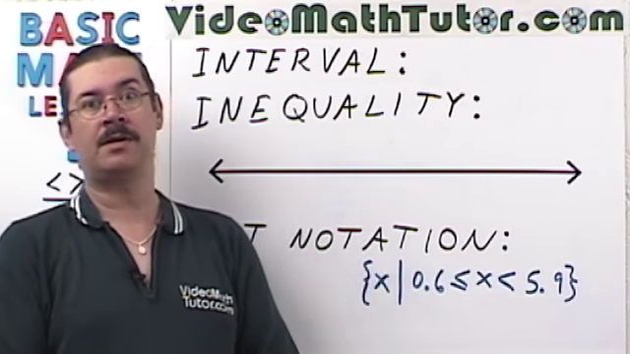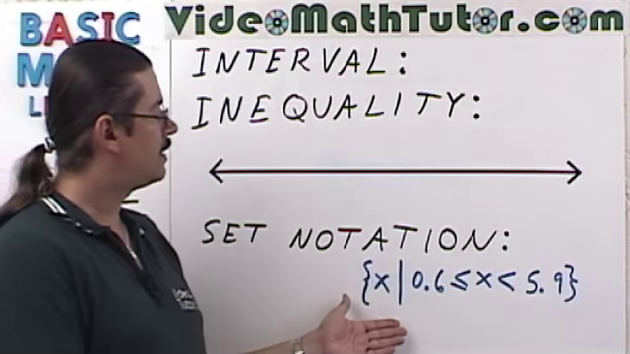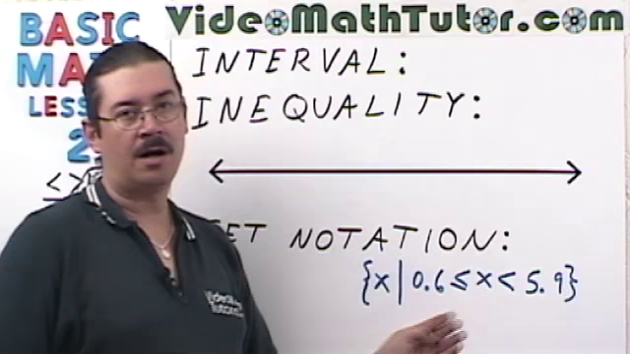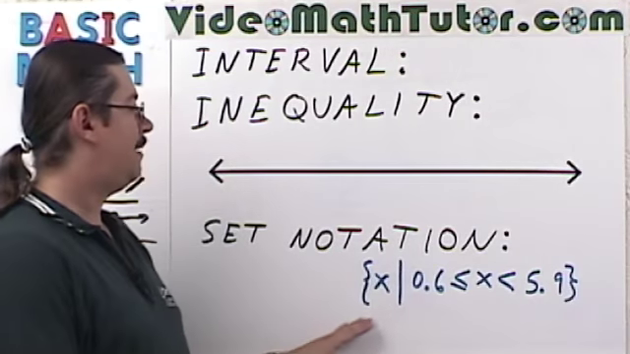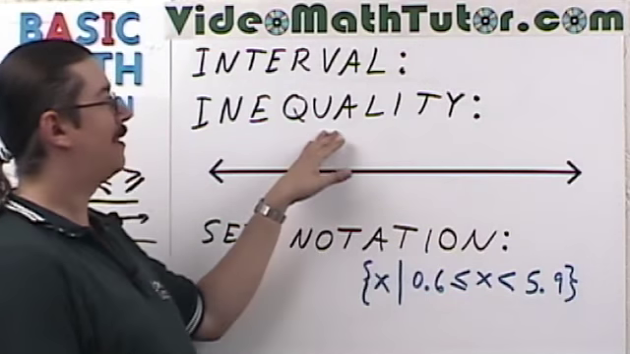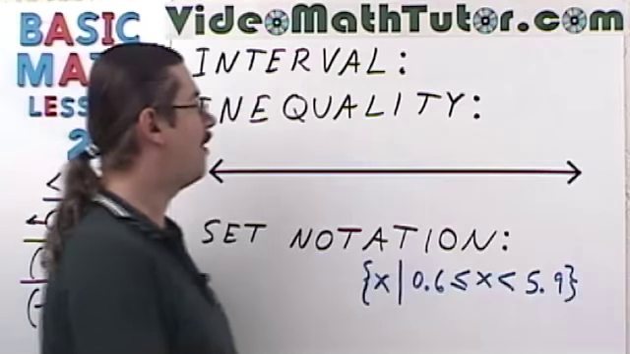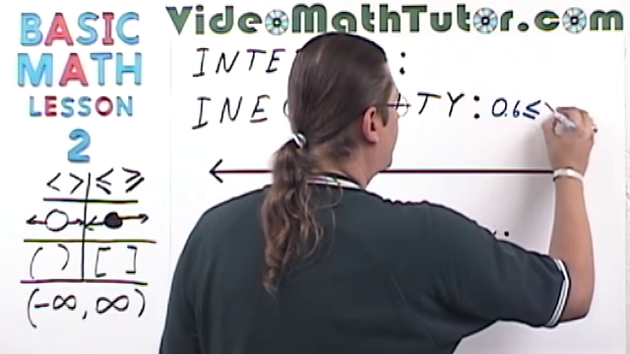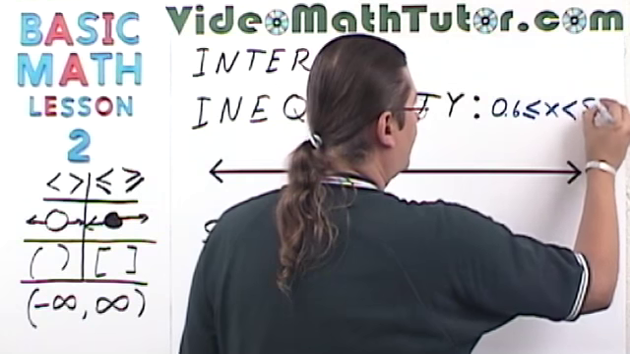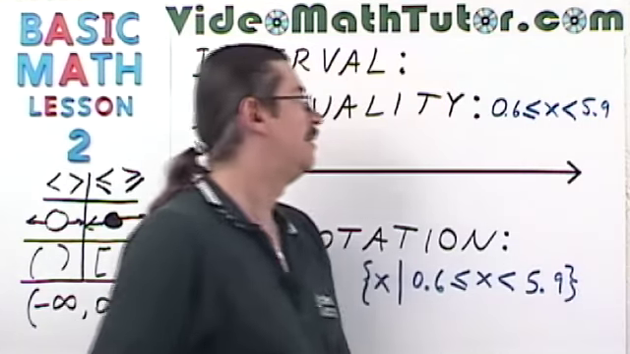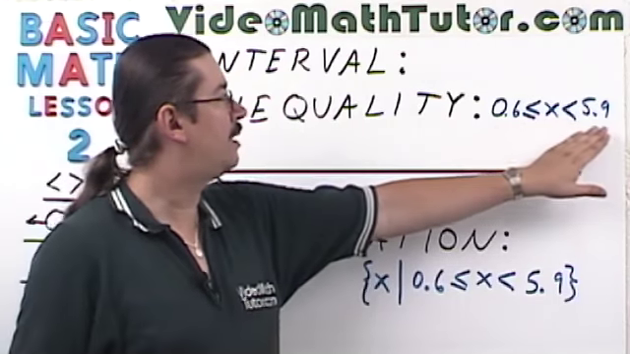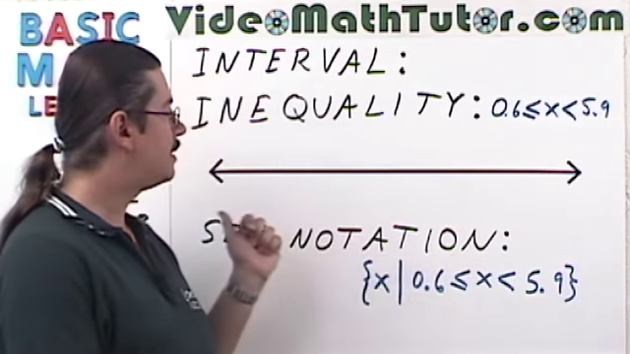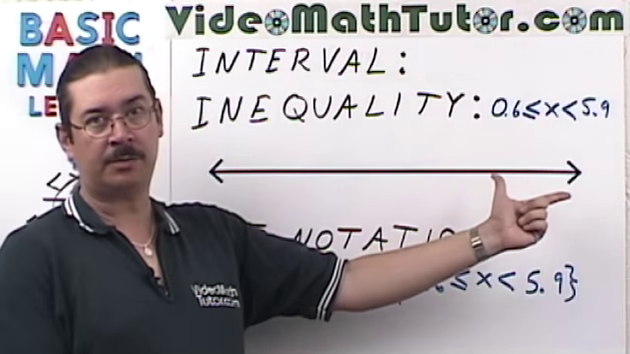For our last problem, we're given the set notation. The set of all x such that x is in between 0.6 and 5.9 and includes the 0.6. Well, if I have this notation right away, I've got the inequality notation, so I can just write that out right away. So I'll just write down the 0.6. I like putting the 0 in front. X is less than 5.9. So x is in between 0.6 and 5.9 and includes the 0.6. That was pretty easy. The next thing you want to do is the graph on the number line.